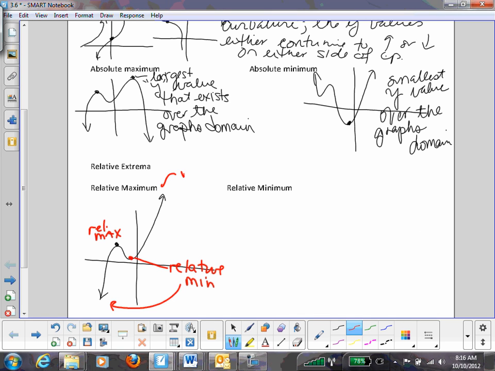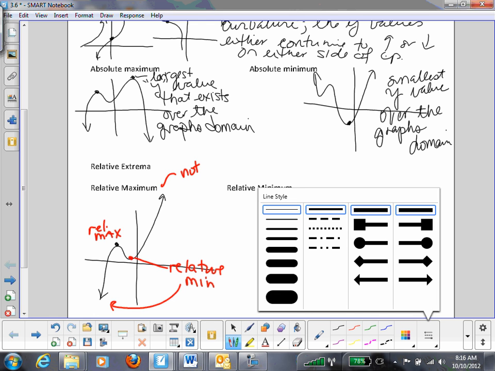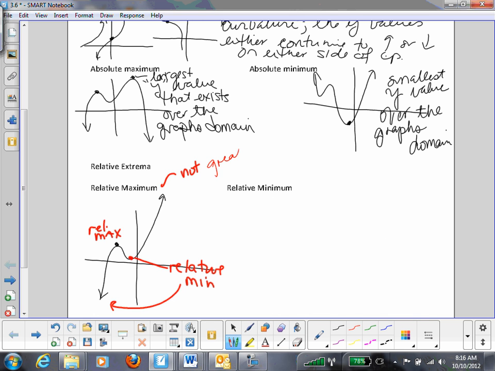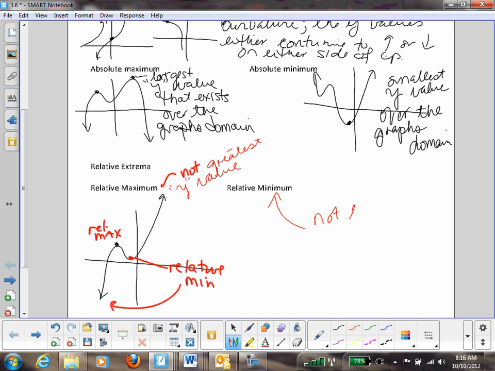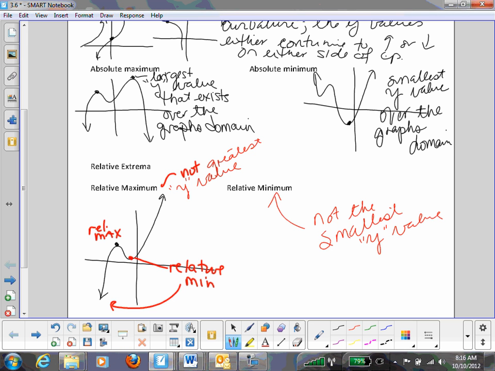So the relative max is not the greatest y value, and this one is not the smallest y value. In each case, it's over the domain.